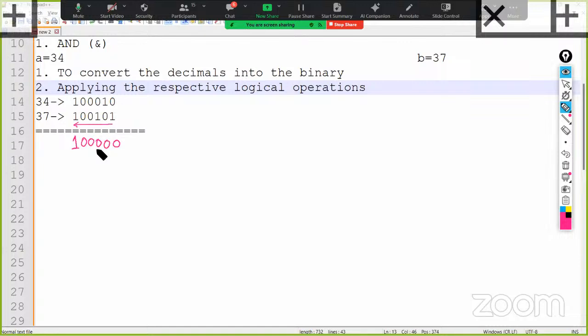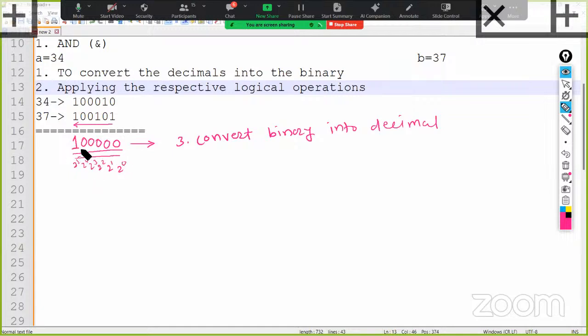Now, once you receive the result in binary format, the third step comes in. What is that third step? Convert this resulting binary into decimal. I know the drill for how to perform that. So this is 2 raised to 0, this is 2 raised to 1, this is 2 raised to 2, this is 2 raised to 3, this is 2 raised to 4, and this is 2 raised to 5.